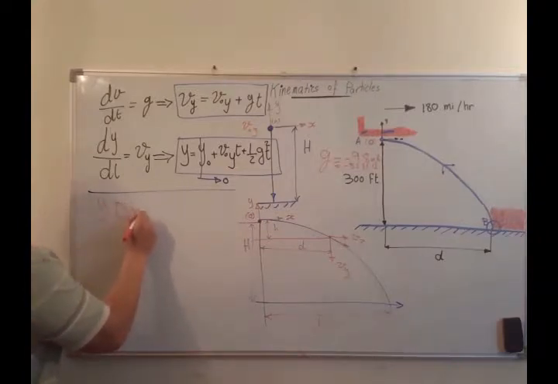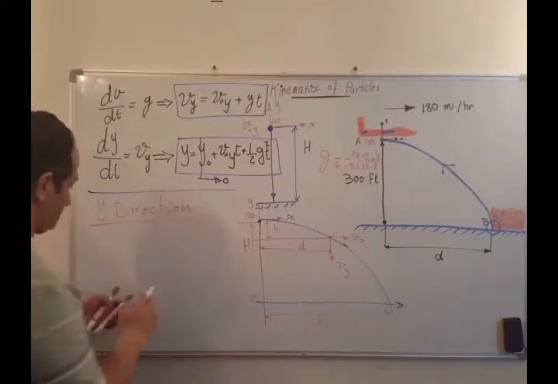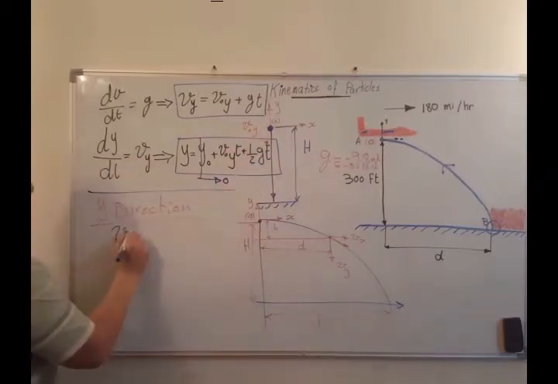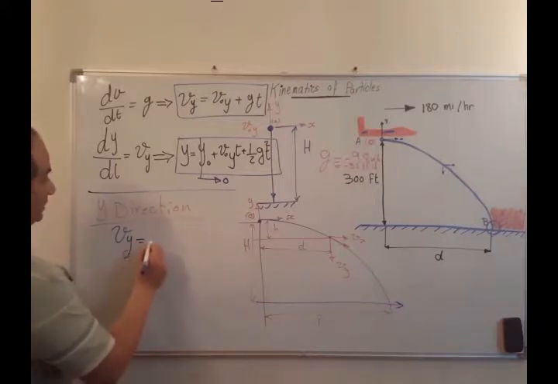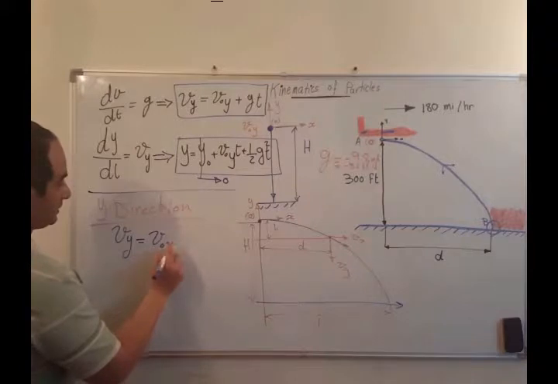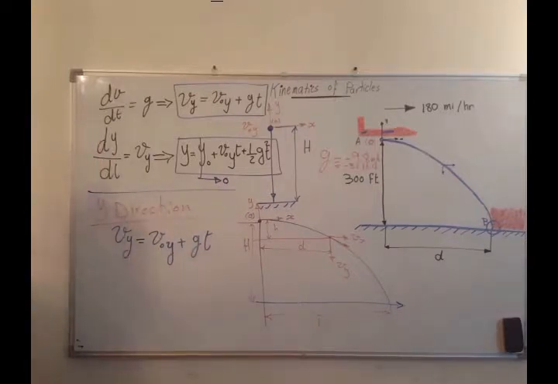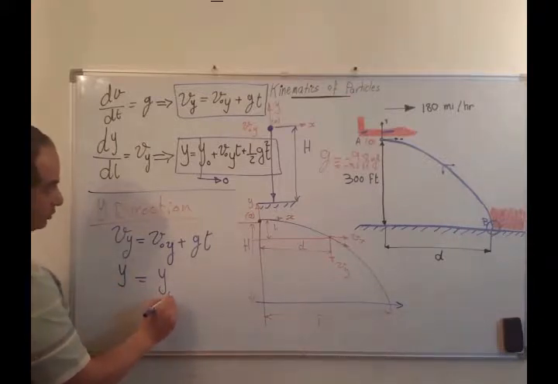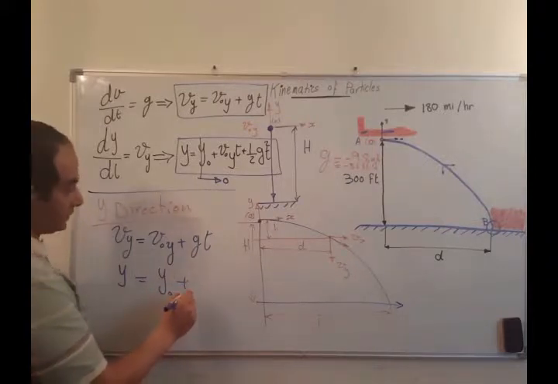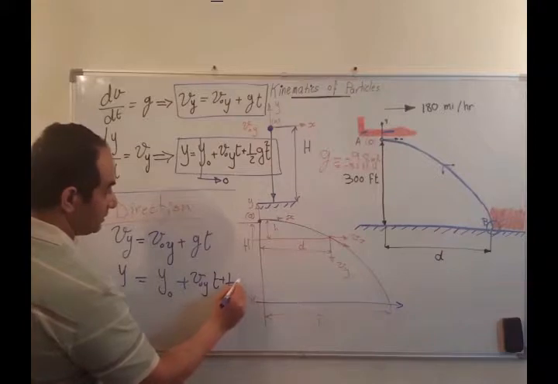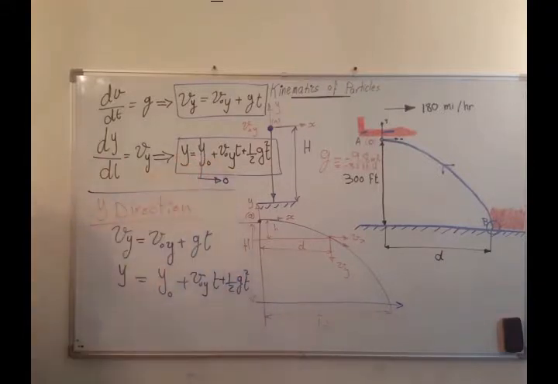Y direction. Referring to this case, we can write that the vertical velocity of this particle equals the initial vertical velocity plus the gravitational acceleration times t, and the vertical displacement y equals the initial displacement y naught plus the initial vertical velocity v naught y times t plus half g times t squared, as we mentioned before.